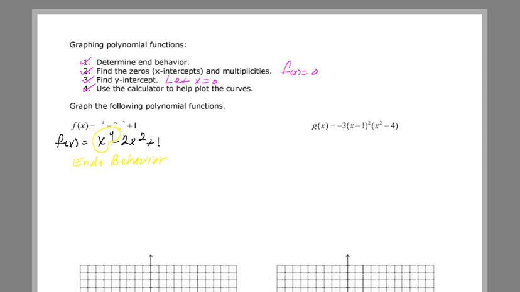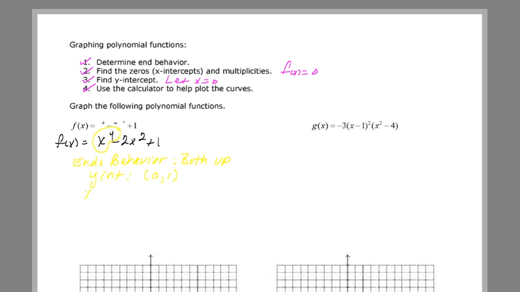How are they going to behave? Well, they're going to both go up, because it's an even degree, so it's going to behave like x squared, and there's a positive number in front. So both ends are going to go up. How about that y-intercept? If I let all my x's be 0, I have 0 minus 2 times 0 plus 1, so the y-intercept is at 1.